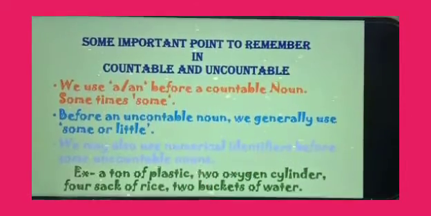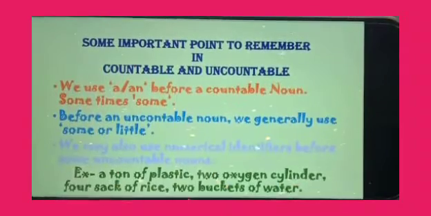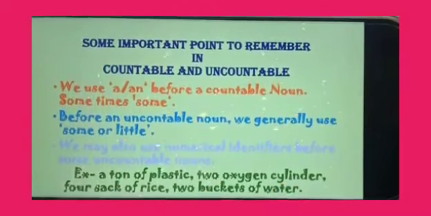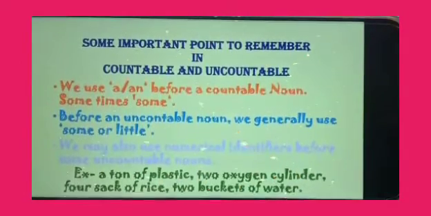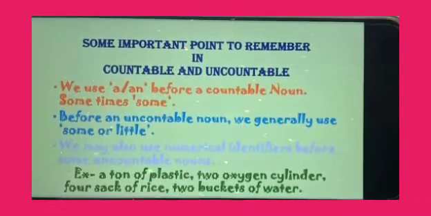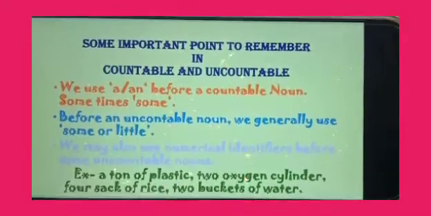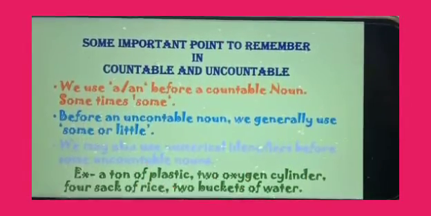Like, for example, you can see a ton of plastic. That ton is a numerical identifier with an uncountable noun. Before the uncountable noun, we are using a ton of plastic. Ton is a numerical identifier, we are able to identify the ton, but the plastic we cannot count.